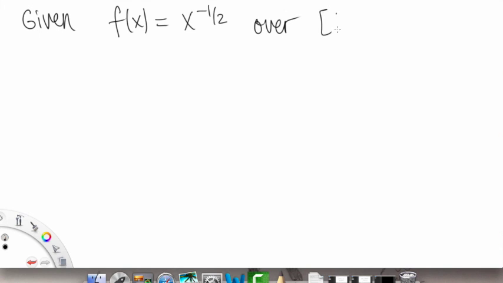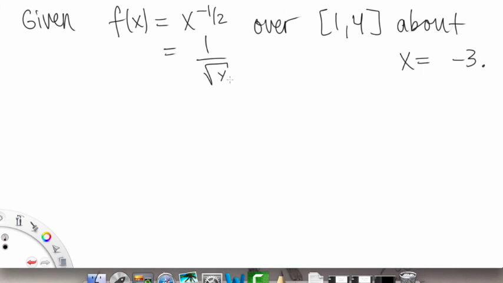So let's do an example of this. This will be the last one for this video. Given f of x equals x to the negative 1/2 over the interval 1 to 4, we're going to rotate this about the axis x equals negative 3. So this is a vertical axis. Let's graph this first of all. We have x to the negative 1/2, so that's 1 over radical x.